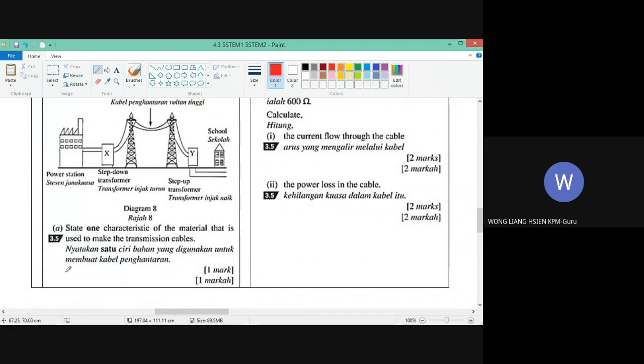So you can say that one characteristic of the material is low resistivity. Or if you say low resistance, also can, but actually the best answer is low resistivity.